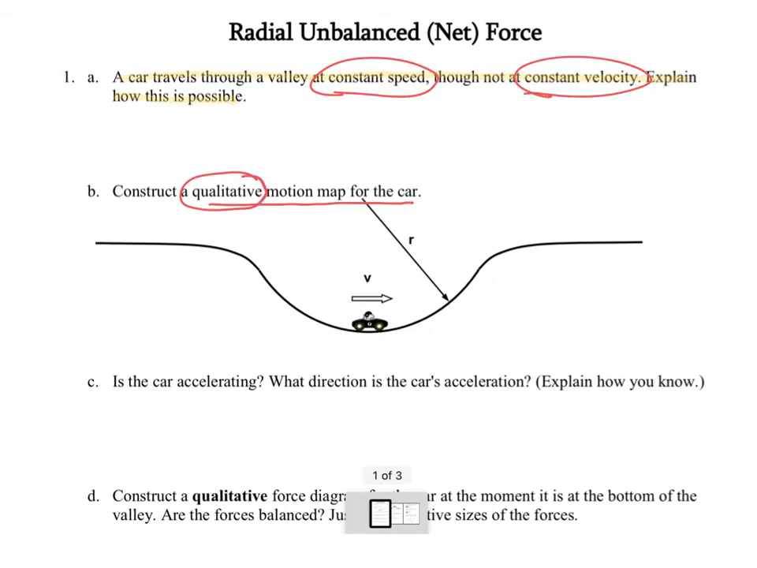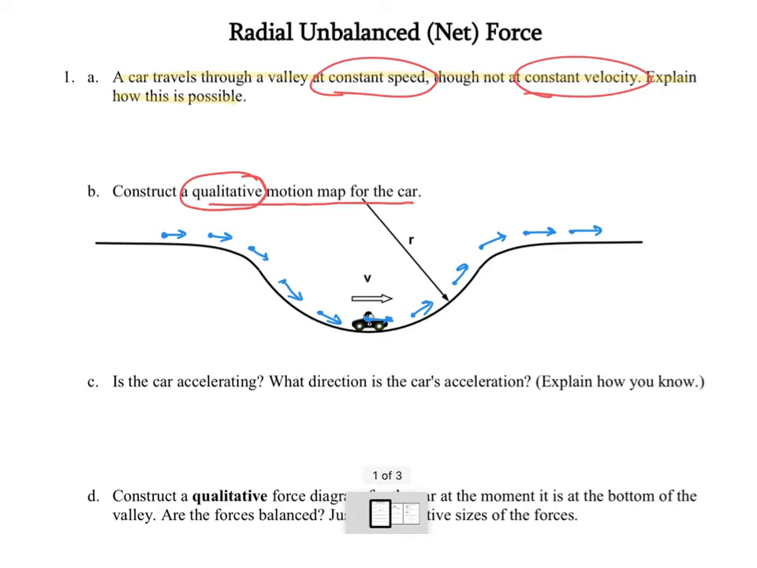Qualitative is not based on numbers, it's based on a description. And it wants a motion map. So I'm going to start when the car was back here, moving in a straight line, and then it begins to go down the hill, changing its direction at every instant. But notice how I'm drawing the vectors the same length because it's at constant speed according to the description. So that would be my motion map for the car.